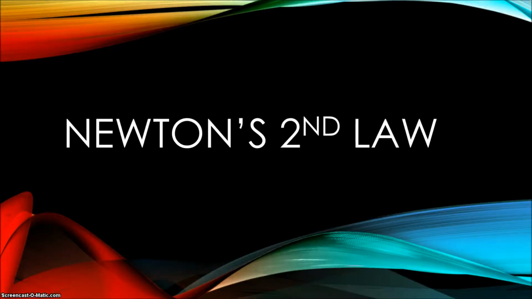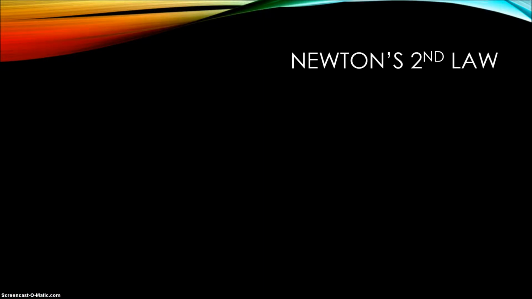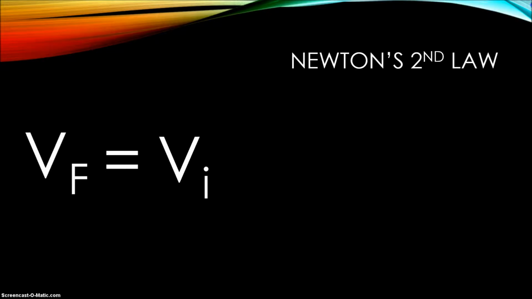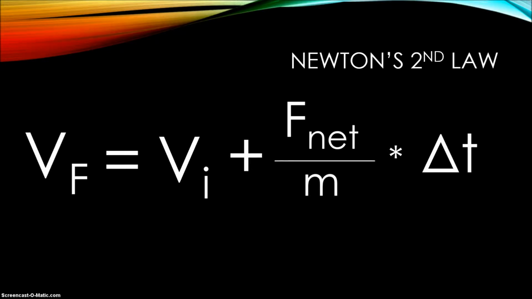Today I will be discussing the application of Newton's second law, also known as the momentum principle, on a lacrosse ball rolling at an ideally constant velocity. The form of this equation that I will primarily use is final velocity equals initial velocity plus net force over mass times the change in time.